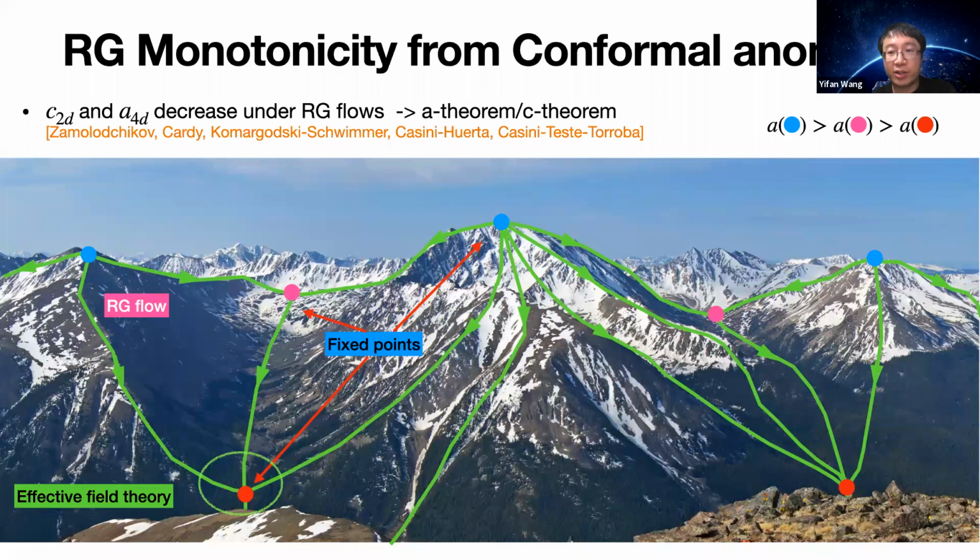Another very important feature of these conformal anomalies is that they fit into this nice landscape picture. The conformal A anomaly, which corresponds, confusingly, to the C anomaly in 2 dimensions, is known to decrease monotonically under RG flow. And this gave rise to non-perturbative constraints on RG, and also makes rigorous this landscape picture by essentially identifying the altitude, or height, with the conformal A anomaly.